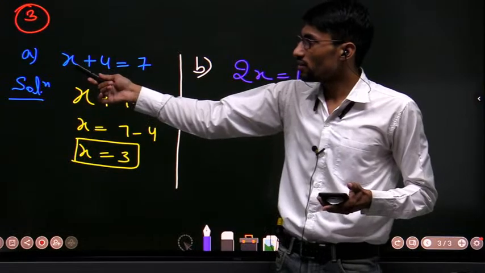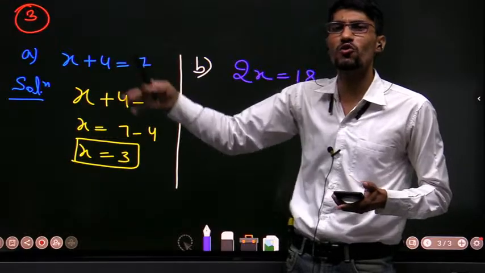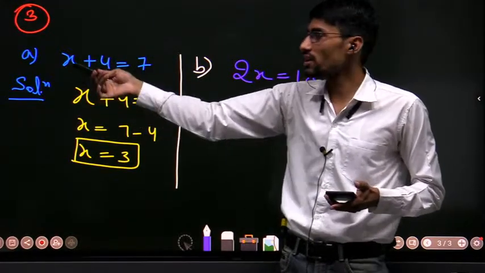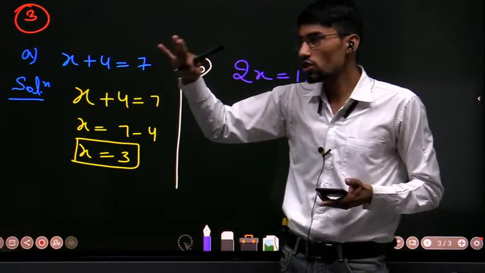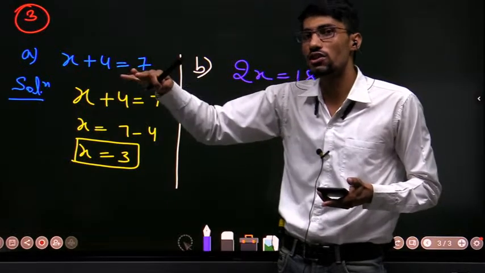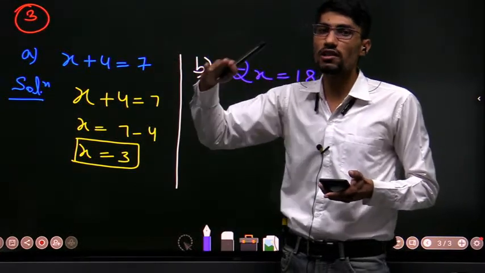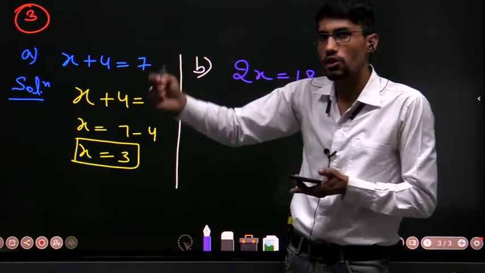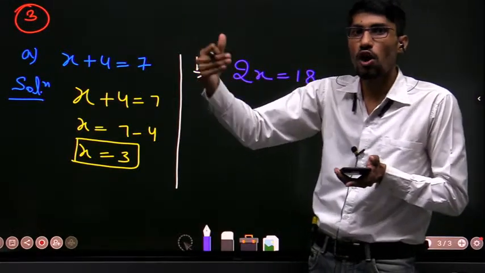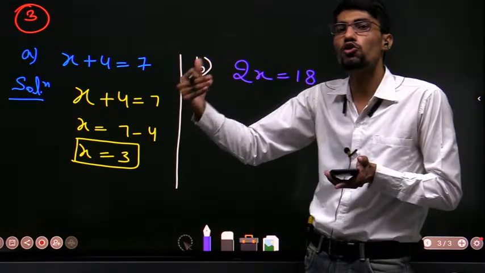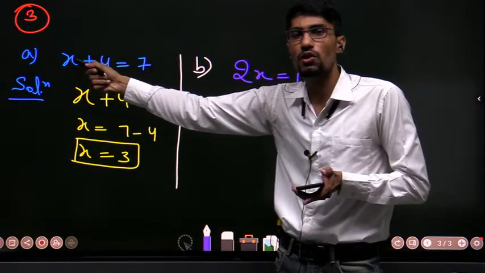Again I will explain this. x plus 4 equals 7 is written. The question is asking to solve the equation and find the value of the variable. What variable is there? The x variable. The question is not saying that you have to find the variable, it is only saying solve the equation. Solving the equation means you have to find the value of the unknown variable by simplifying. So here x is the variable and we have to find its value.